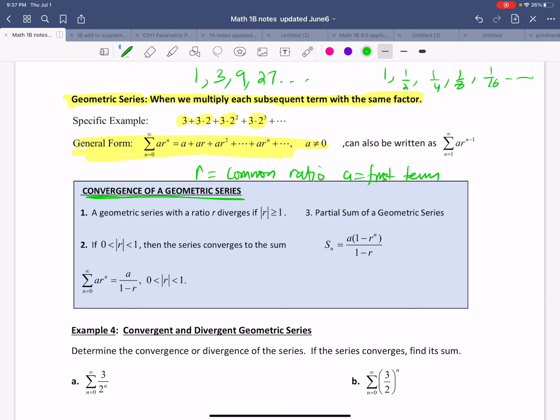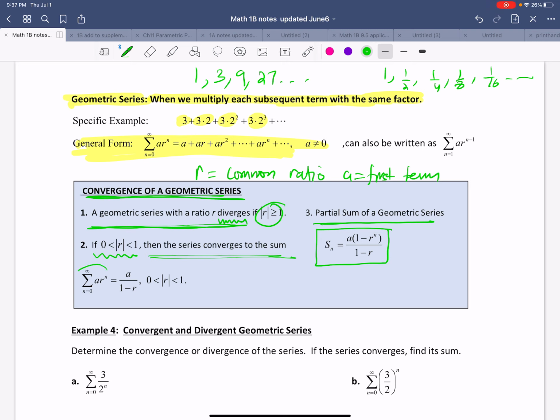Convergence of a geometric series. If the absolute value of the common ratio is greater than 1, that series always diverges. If the absolute value of r lies between 0 and 1, then the series converges to the sum here. The partial sum of a geometric series is given by Sn equals a times 1 minus r to the power n, over 1 minus r. We can use this formula to find the sum of first 5 terms, first 20 terms, first 100 terms.